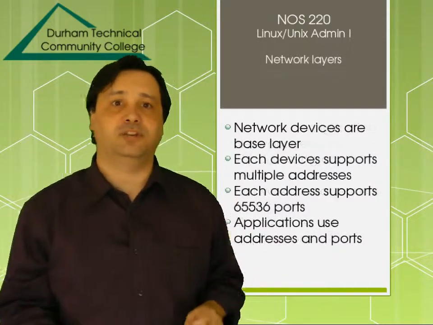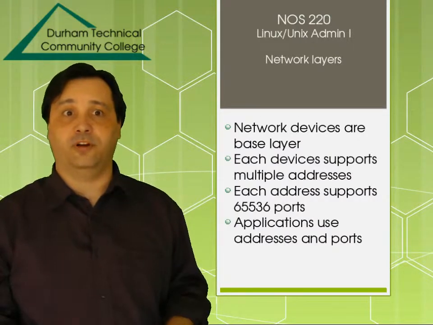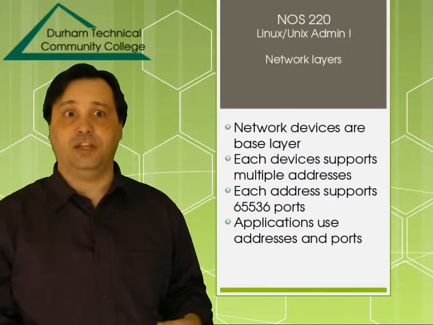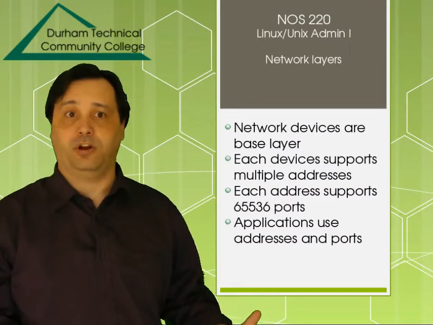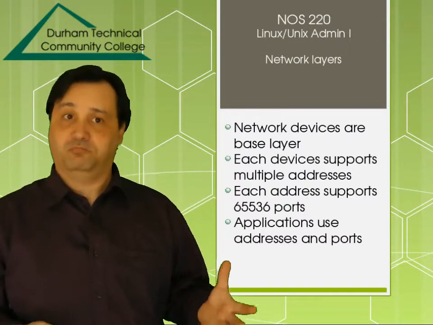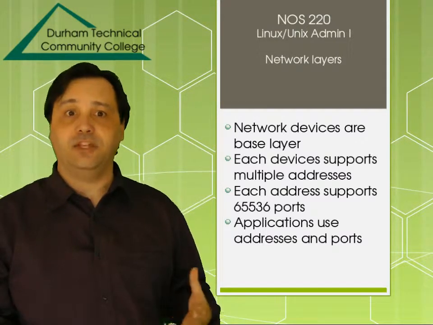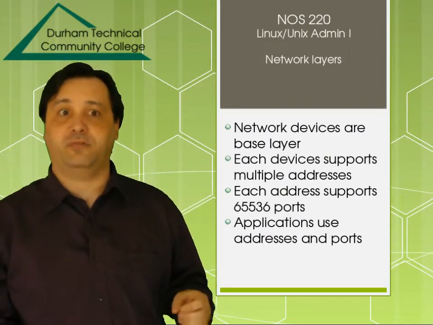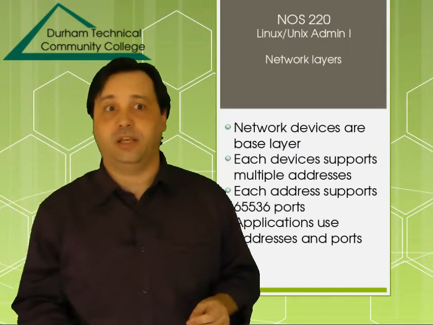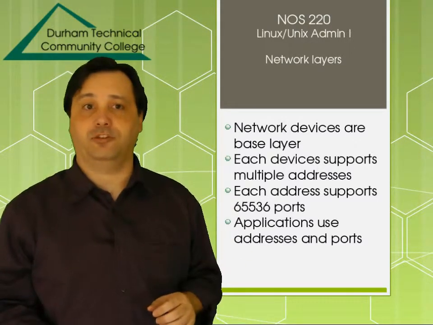The basics of Linux networking involve several layers. At the very bottom, there are the network devices, each of which can support multiple network addresses, and each address supports about 65,000 network ports. Each of these layers is manipulated by several network management tools, and the entire infrastructure supports several common network applications.